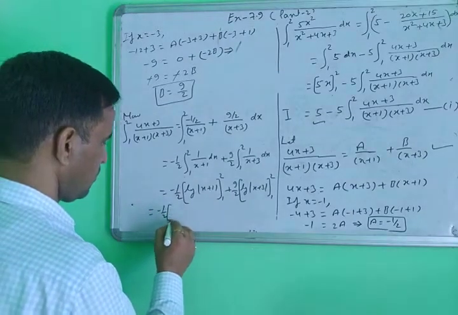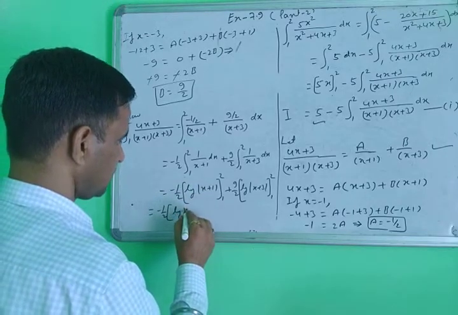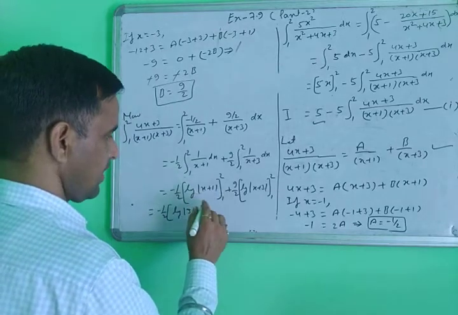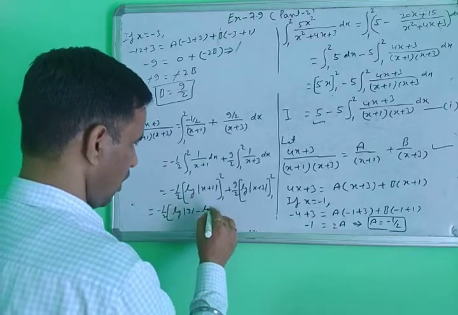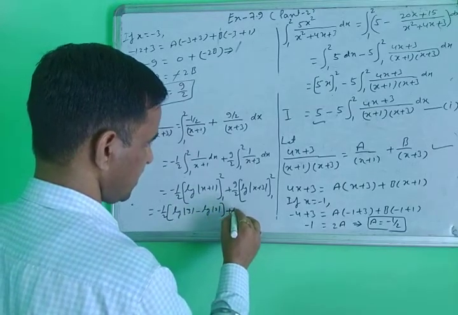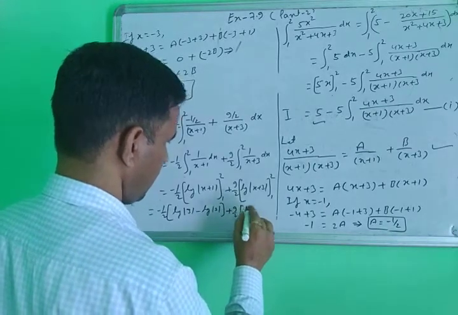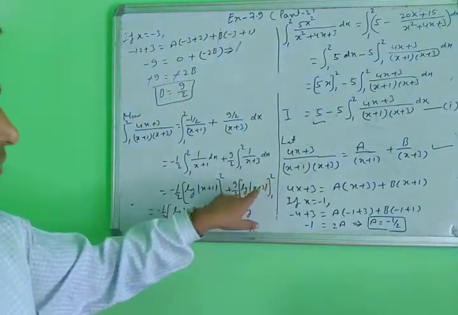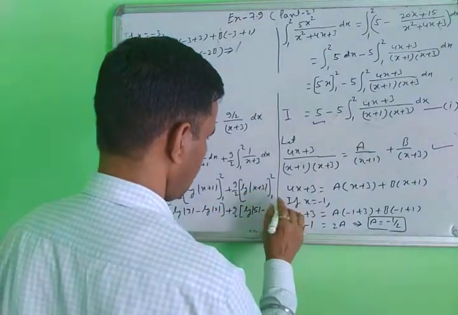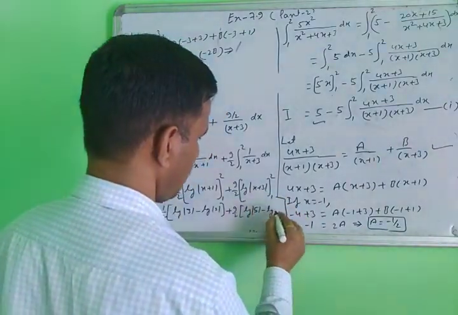Minus 1 by 2, then for the upper limit 2, log of (2 plus 1) which is 3, and minus log of (1 plus 1) which is 2. Same thing here, plus 9 by 2. Using the limit here also, 3 plus 2 is 5, and minus log of (1 plus 3) which is 4.